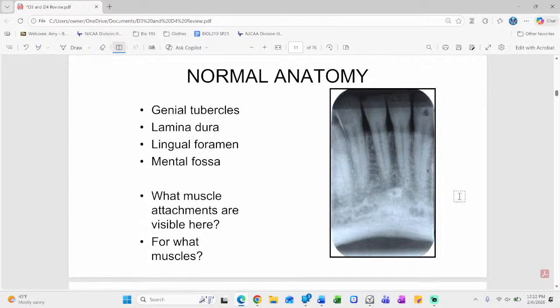Lower anterior mandible, of course here's your genial tubercles or mental spine. There's 4 of them, upper 2, lower 2, what attaches. And what do we call this guy in the middle? Your lingual foramen is the hole then in the middle of those tubercles.